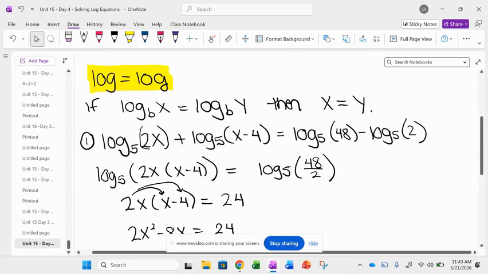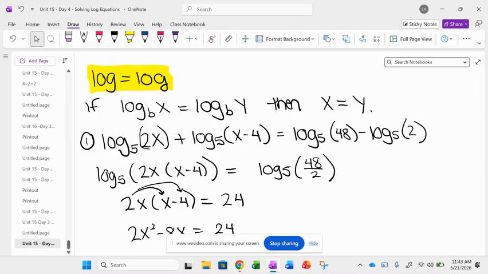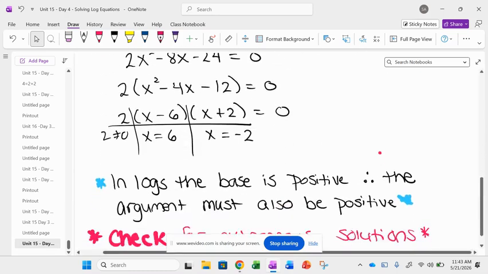If I have x equals -2, and I plug -2 into this very first log, 2 times -2 is -4. Can an argument be -4? No, this is saying 5 raised to some power is going to give me -4. Is that possible? Never. So guess what we have to do with that -2? Reject it.